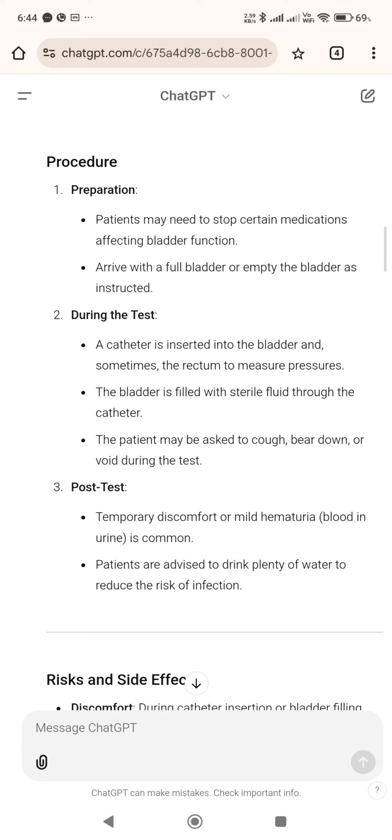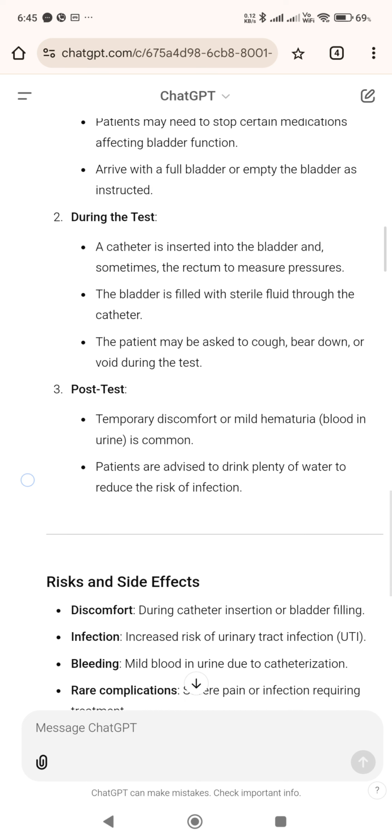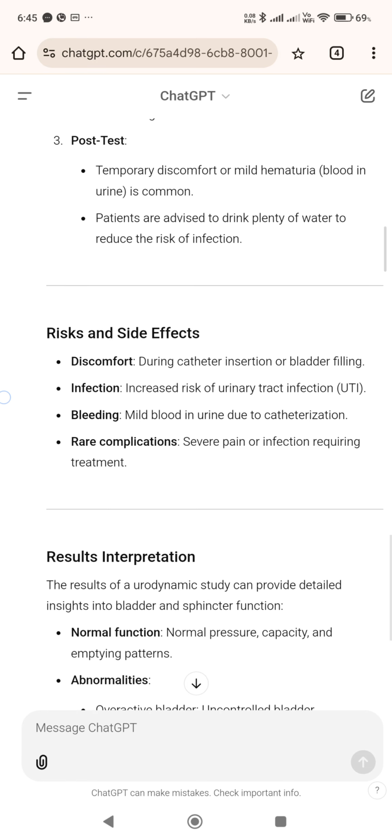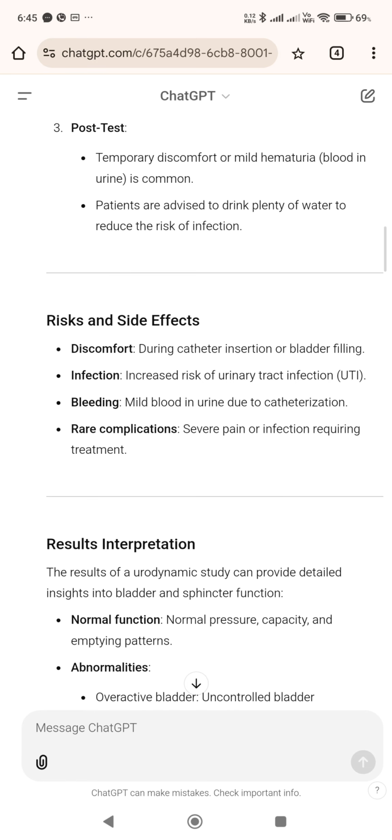2. During the test, a catheter is inserted into the bladder and sometimes the rectum to measure pressures. The bladder is filled with sterile fluid through the catheter. The patient may be asked to cough, bear down, or void during the test. 3. Post-test. Temporary discomfort or mild hematuria, blood in urine, is common. Patients are advised to drink plenty of water to reduce the risk of infection.